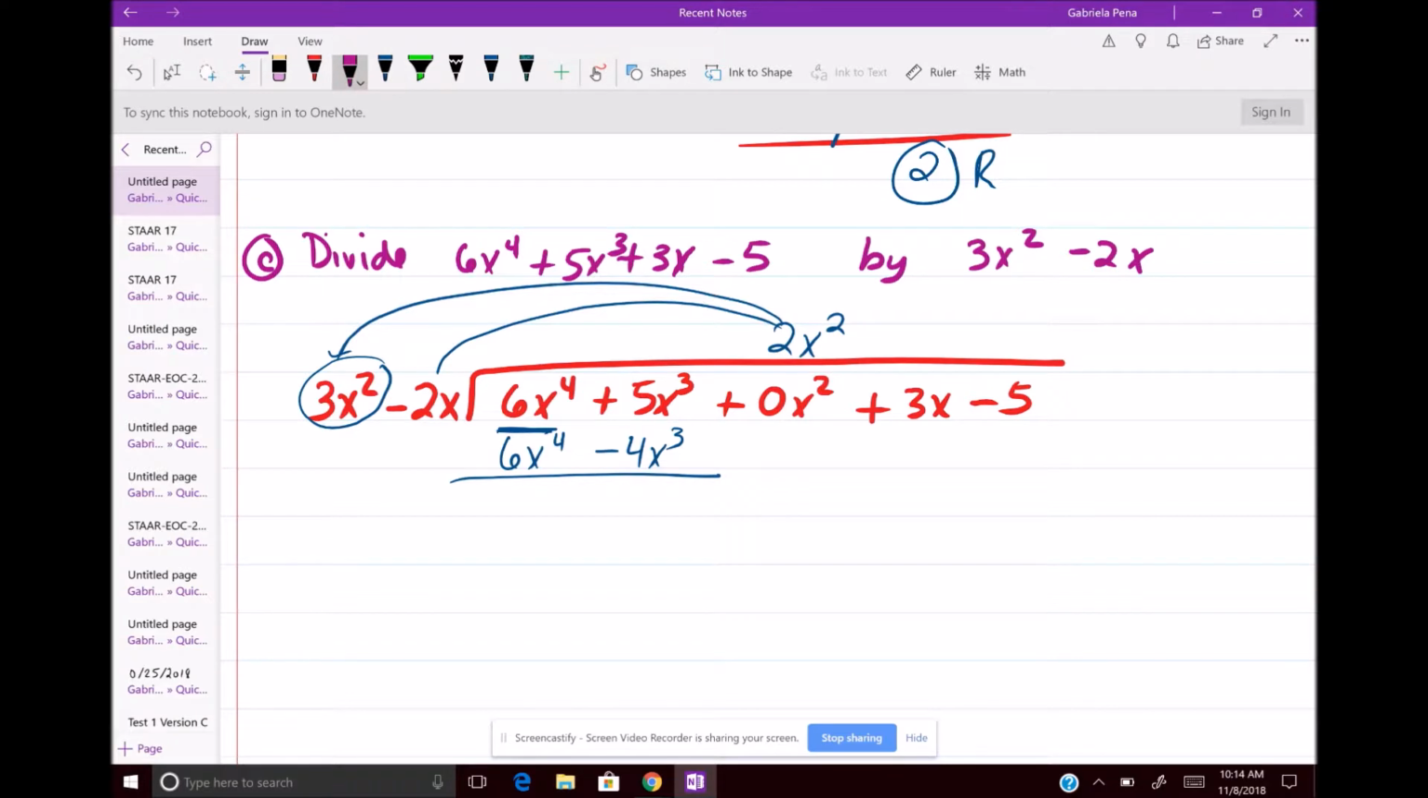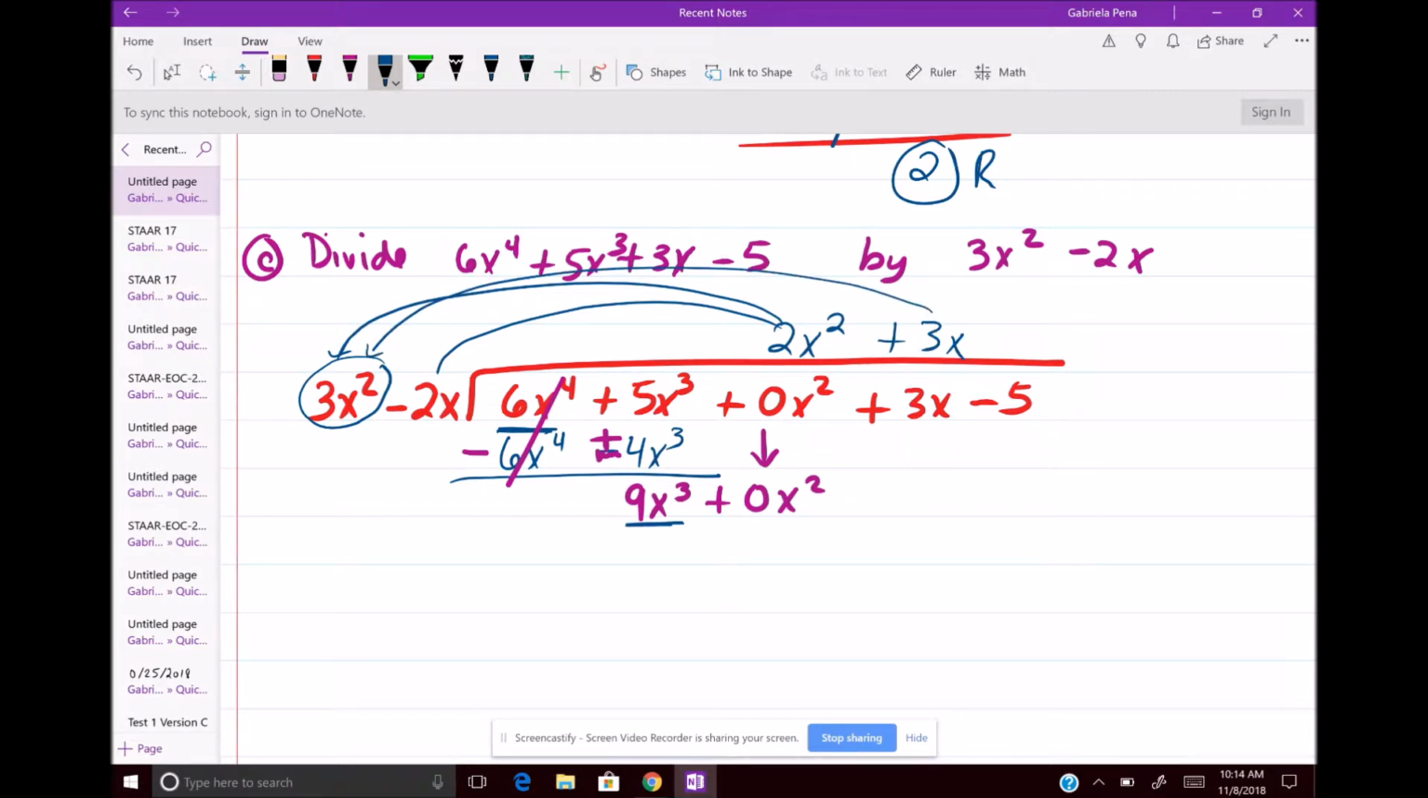But then this one becomes a minus and this one becomes a plus. So crosses, this becomes 9x cubed. We bring down the 0x squared. And now I'm trying to find the 9. So 3x squared times what's going to give me 9x cubed? 3x. So 3x goes here.